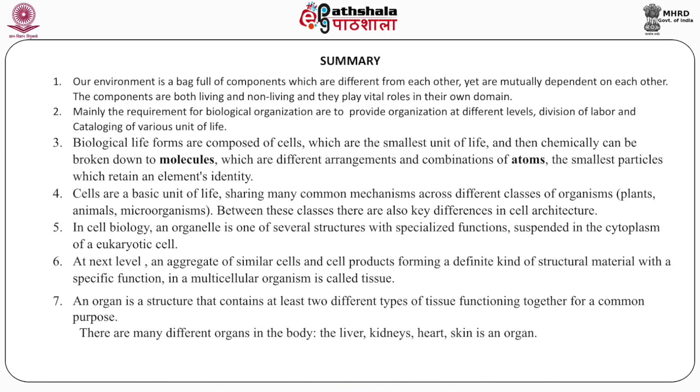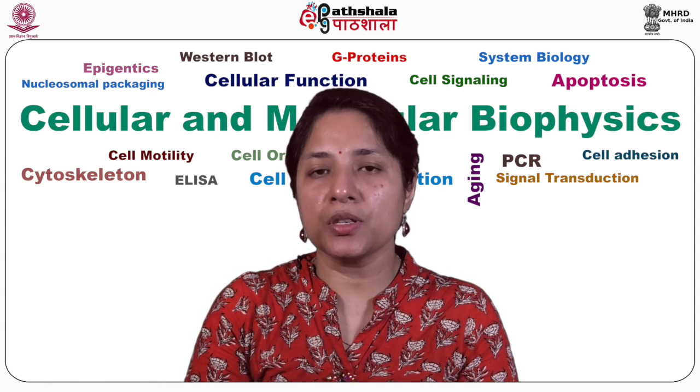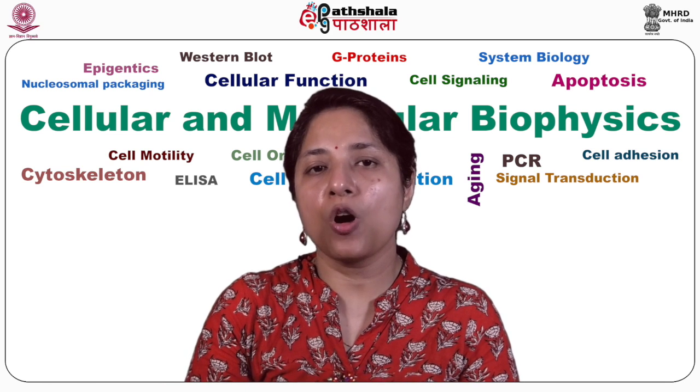An organ is a structure that contains at least two different types of tissue functioning together for a common purpose. And then there are many different organs in the body: the liver, kidney, heart, skin. These are different organs. The next level of organization is the organism. In biology and ecology, an organism is an organized individual living system such as an animal, plant, fungus or microorganism. All the members of a single species who live in one space form a population.